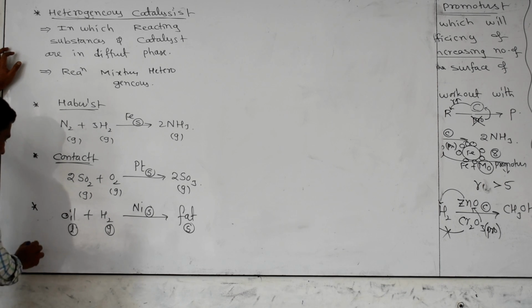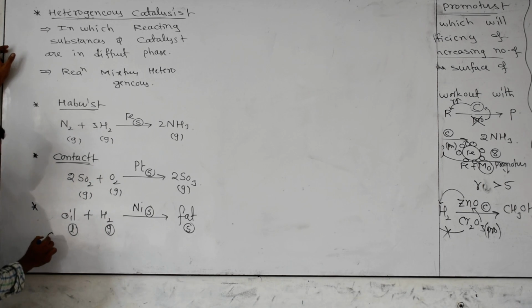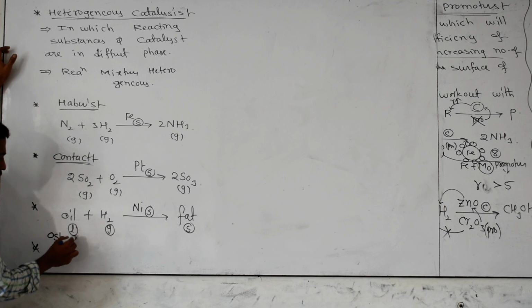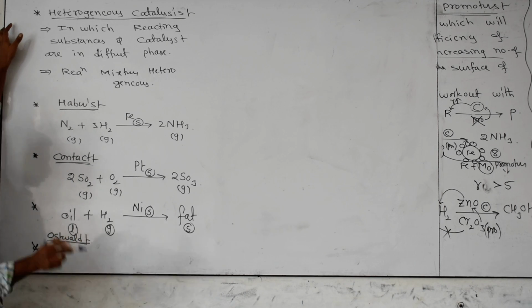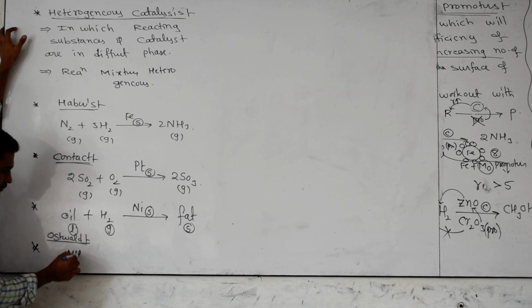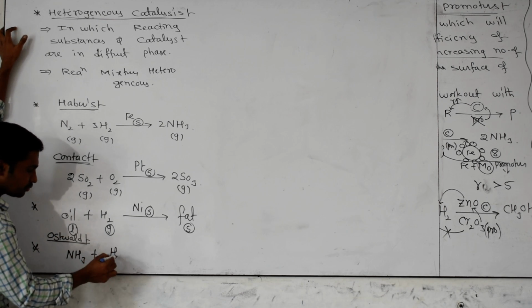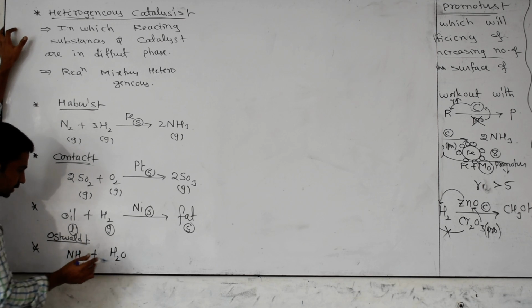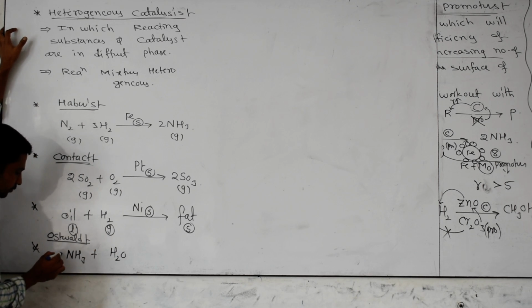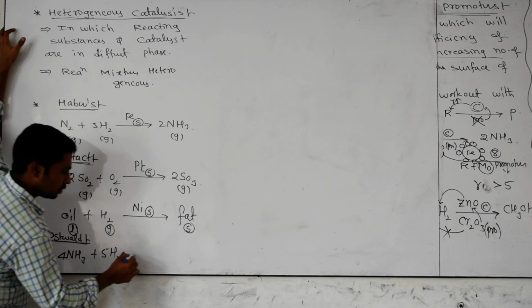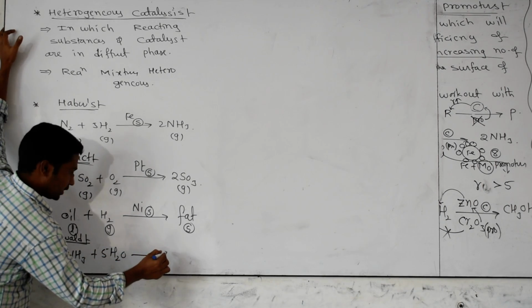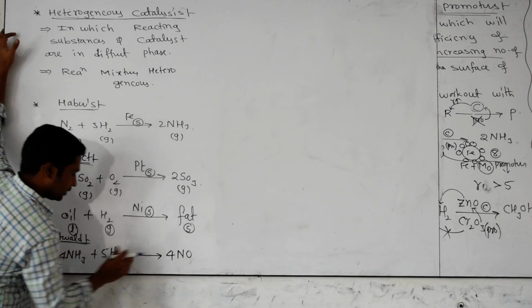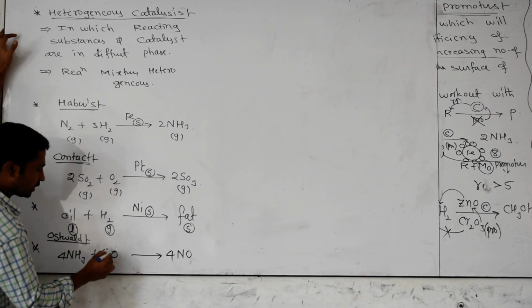For example, take one more: the Ostwald process. It will come in the P block elements, don't worry. In the Ostwald process, you take ammonia gas, which reacts with oxygen. You take 4 moles and 5 moles. We are getting 4 moles of NO. We have to take 5 moles of oxygen.